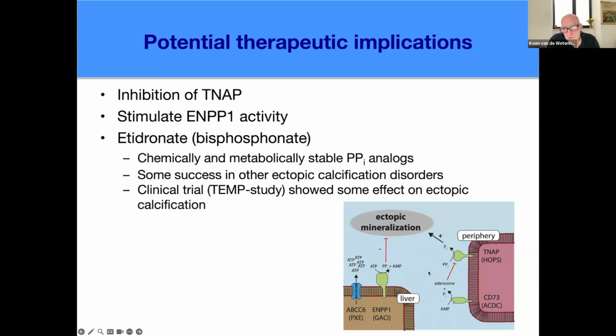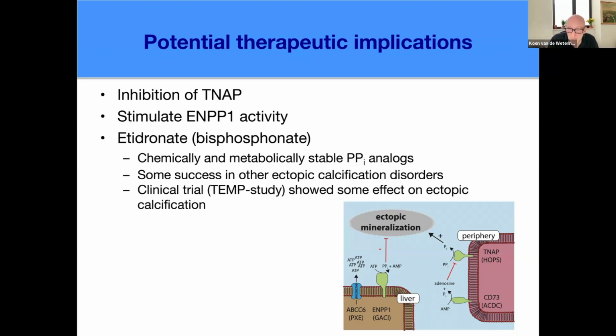And there's now a pharmaceutical company that's focusing on the development of an inhibitor of this protein. Because if you would inhibit the degradation of pyrophosphate, then you could increase the levels in PXEers to levels that are sufficient to prevent calcium phosphate precipitation.